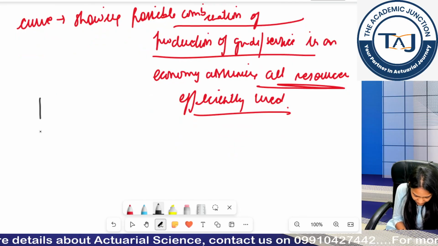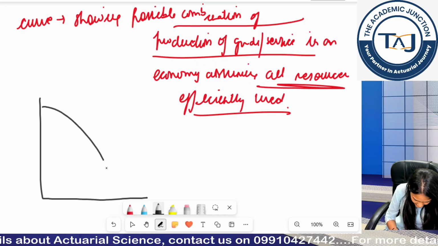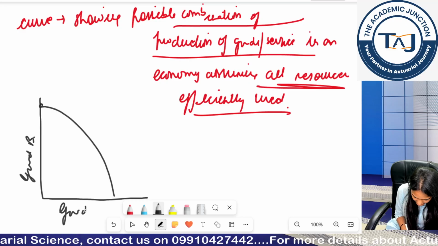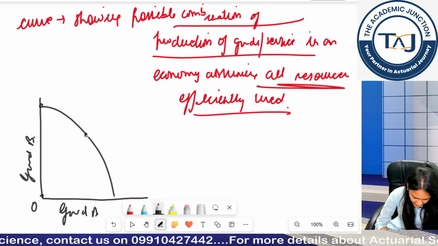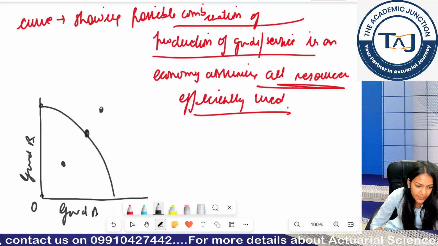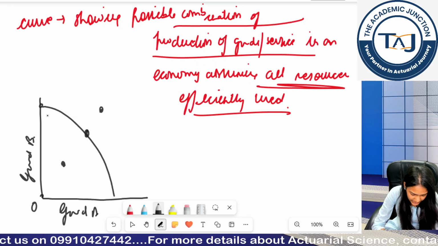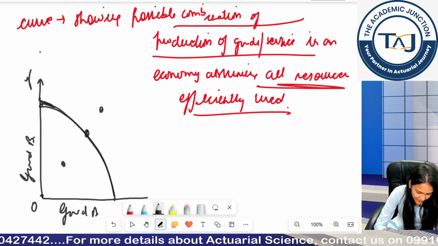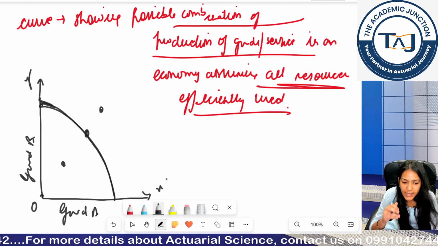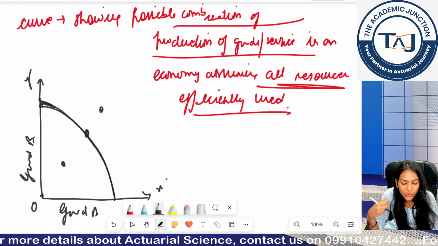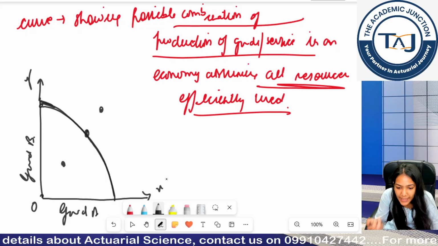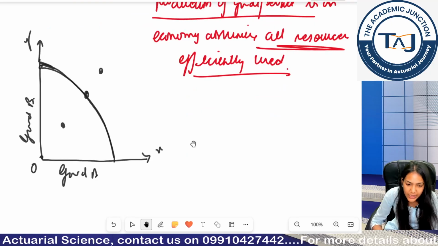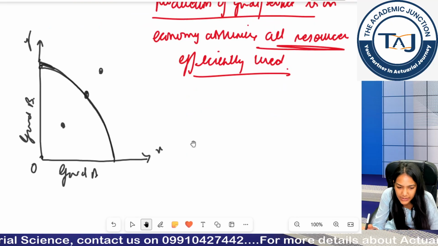Now, if I talk about the graph, this is my graph. Here I write good B, for example, here I write my good A, and this is my origin, and these are my three points. This is called my PPC, production possibility curve. This is my y axis, this is my x axis. You are not asked to draw a curve in the exam, but you may be asked to interpret this curve.